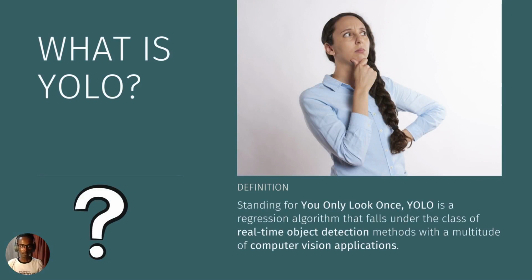So let's start off by talking about what YOLO stands for. YOLO stands for You Only Look Once, as we have previously seen in the first video. The name comes from the fact that the algorithm only pays attention to a specific part of the image in order to make its predictions. YOLO is a regression algorithm that falls under the class of real-time object detection, so emphasis on the keyword real-time. We will be looking at why we call it real-time object detection later on in this video, with a multitude of computer vision applications.